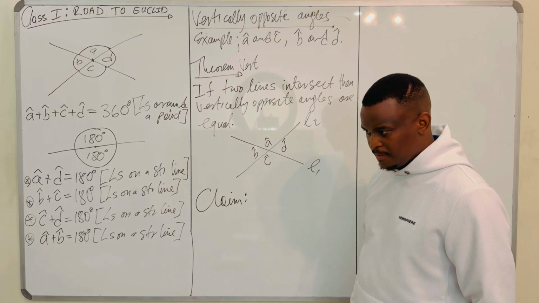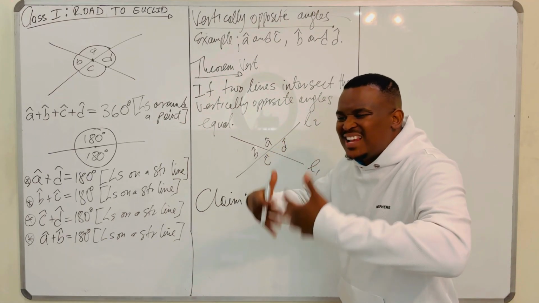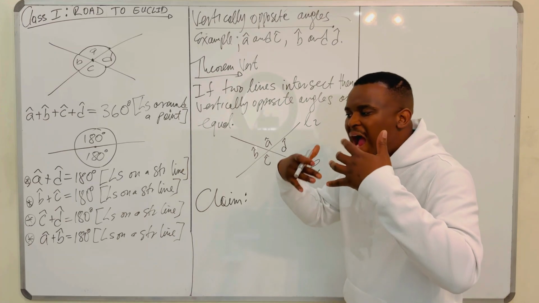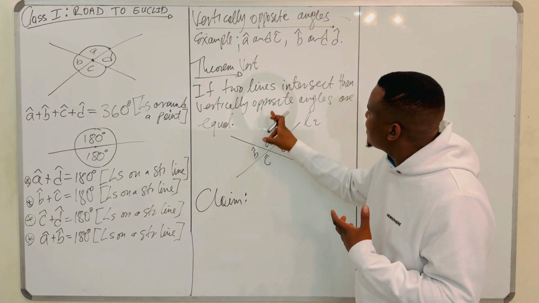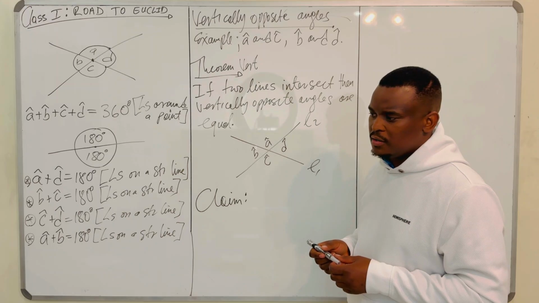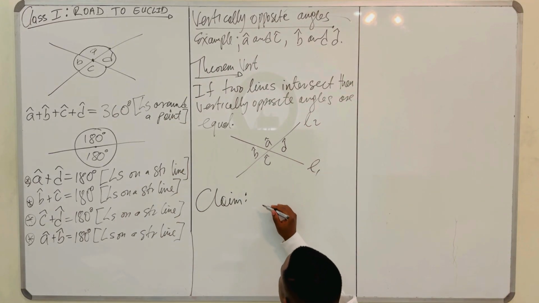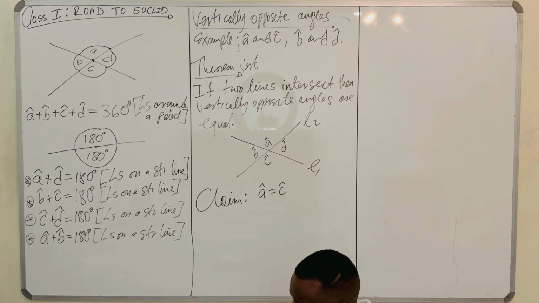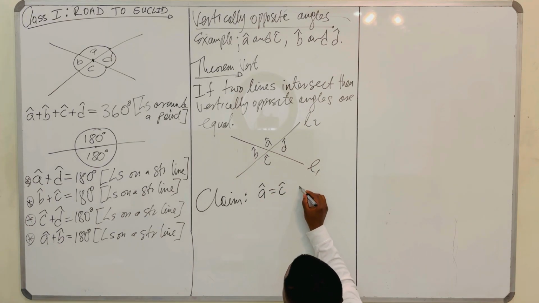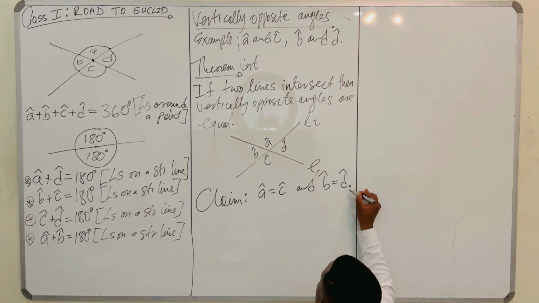Are you guys with me? Okay. So the claim is the part that I'm saying is going to happen. They're saying the vertically opposite angles are going to be equal. So that's what we need to be proving, which means we need to prove that A is equal to C and B is equal to D.